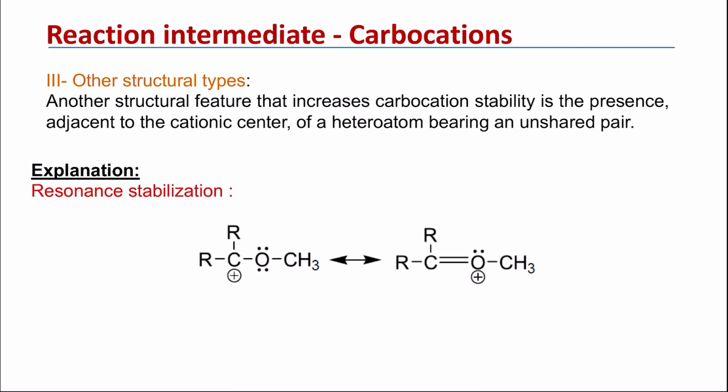So imagine you have a carbocation like this one, where adjacent to the carbocation center, or the positive center, there is an oxygen with a lone pair of electrons. This lone pair of electrons can contribute to the stability by the resonance effect, and that will mean that the positive charge will be distributed between two different atoms, which will increase the stability of the carbocation.